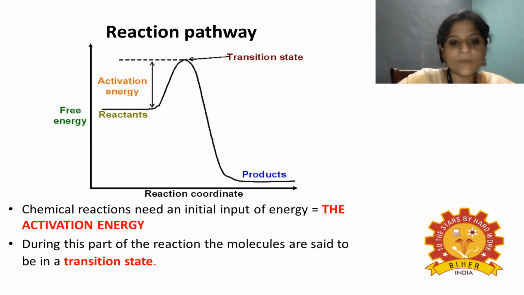During this part of the reaction, the molecules are said to be in a transition state. When the reaction is taking place, the molecules in the substrate are said to be in transition state because they are going to get converted into products. So this is the general representation of a reaction pathway.